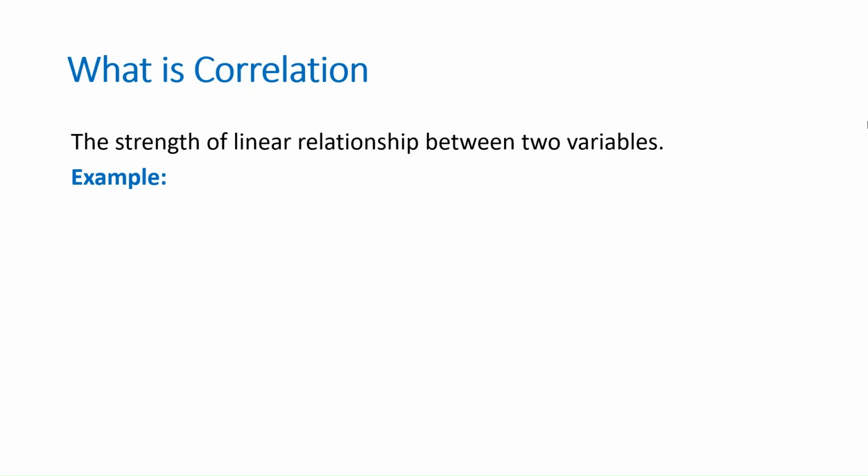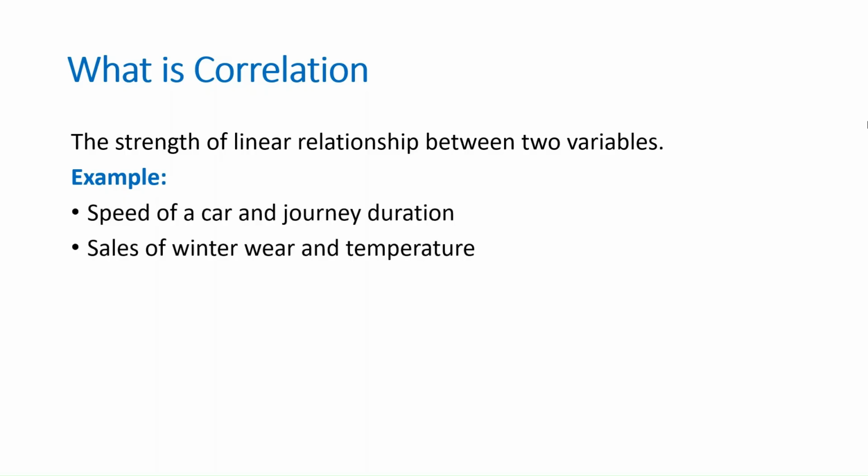Now, what are the examples? Speed of a car and journey duration. So we have a clear idea that there is a specific relationship between these two variables. If you increase the speed of your car, you are able to cover a longer distance within a shorter period of time. That means they are related. So these two variables are correlated.